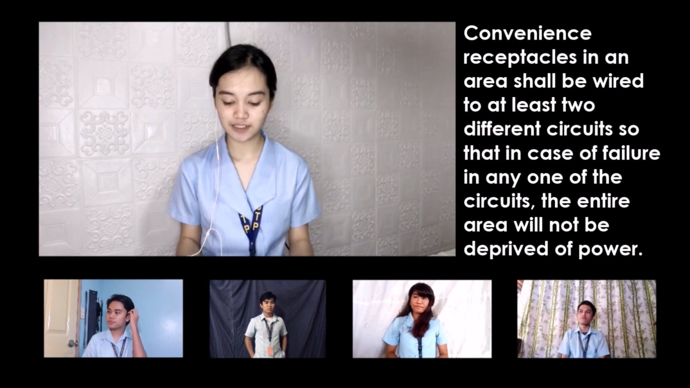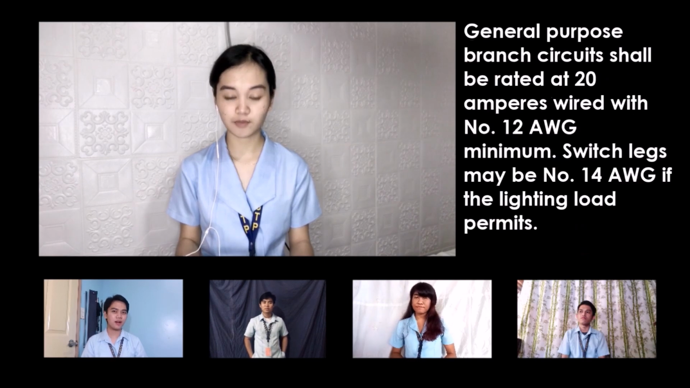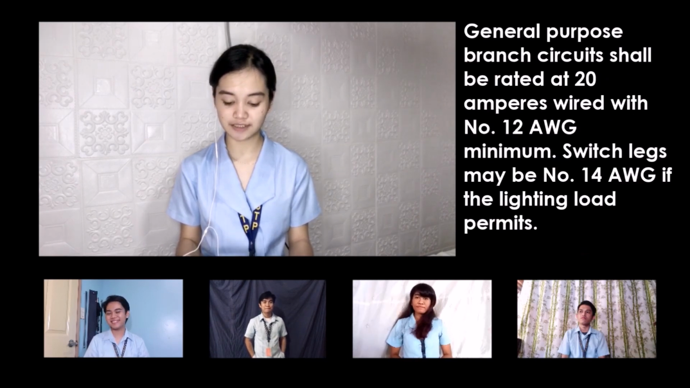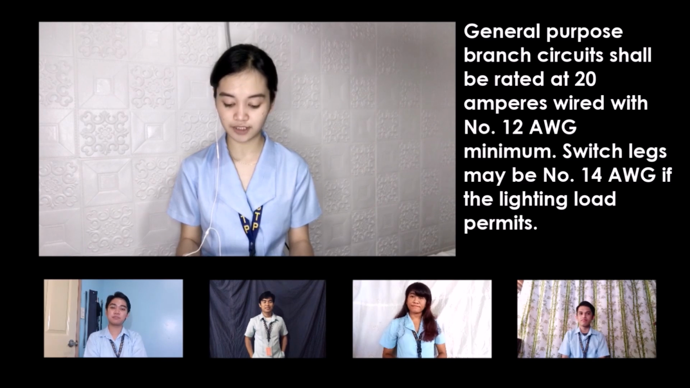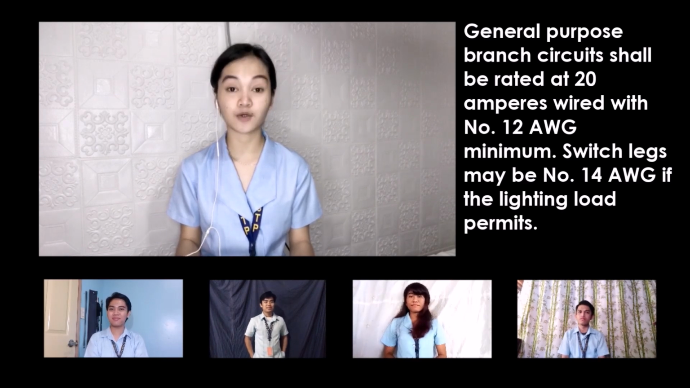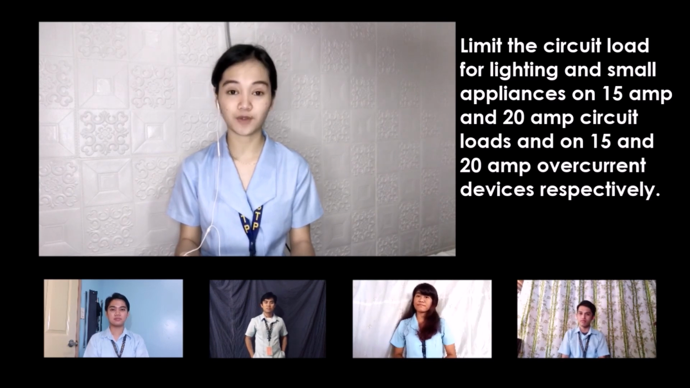Number 3. Convenience receptacles in an area shall be wired at least 2 to different circuits so that in case of failure in any one of the circuits, the entire area will not be deprived of power. Number 4. General purpose branch circuits shall be rated at 20 amperes wired with number 12 American wire gauge minimum. Switch legs may be number 14 American wire gauge if the lighting load permits. And lastly, number 5, limit circuit load for lighting and small appliances on 15 ampere and 20 ampere circuit loads and on 15 and 20 ampere overcurrent devices respectively.